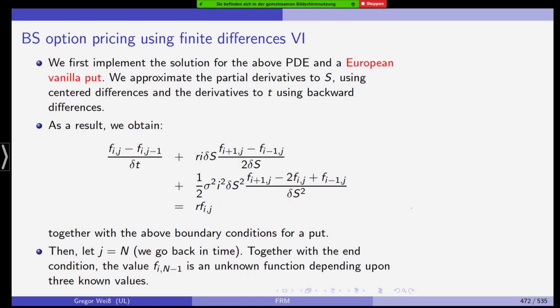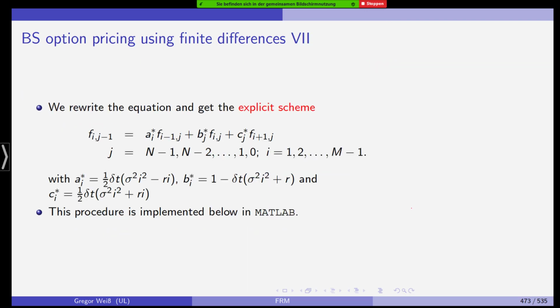Okay. Now, we go back in time. We rewrite this equation. It takes a lot of time to arrange all these formulas. And what we get is F i, j minus 1. That is the ith value in the previous column. j is the column. So this is j minus 1, is a_i times F i minus 1, j, and so on. So actually what we are doing is we need this point, and this point.